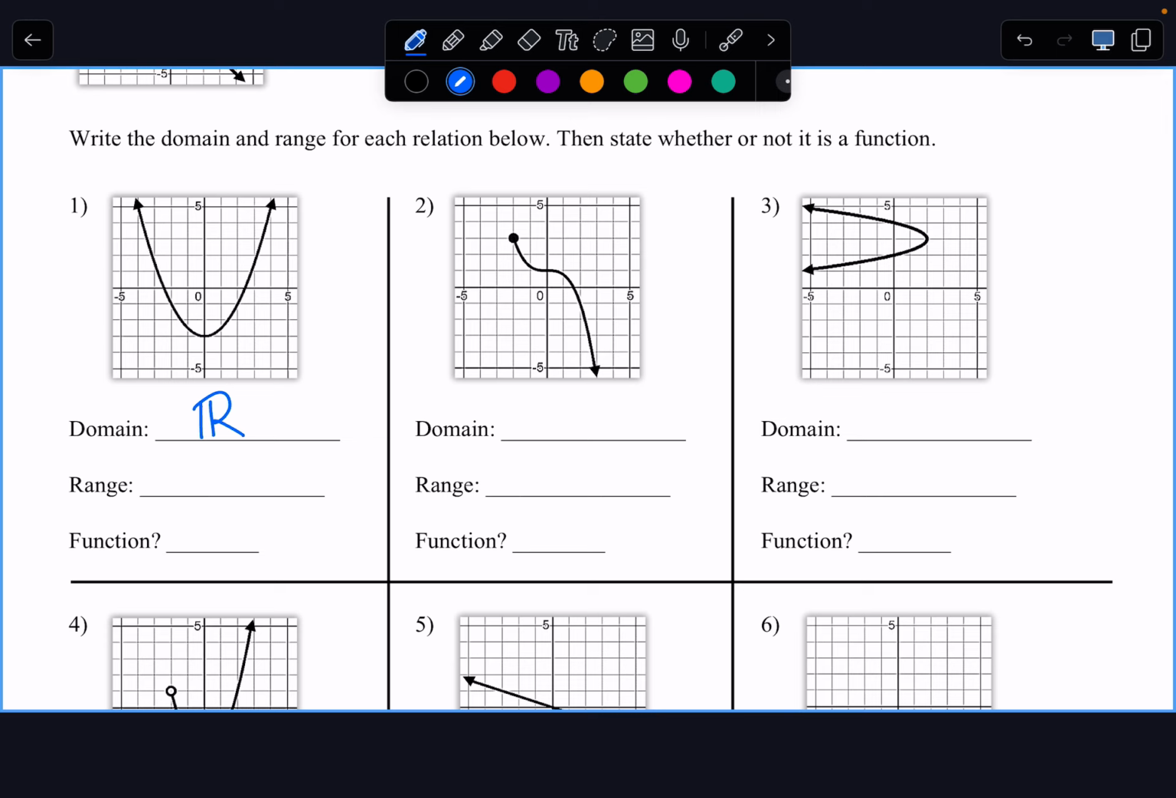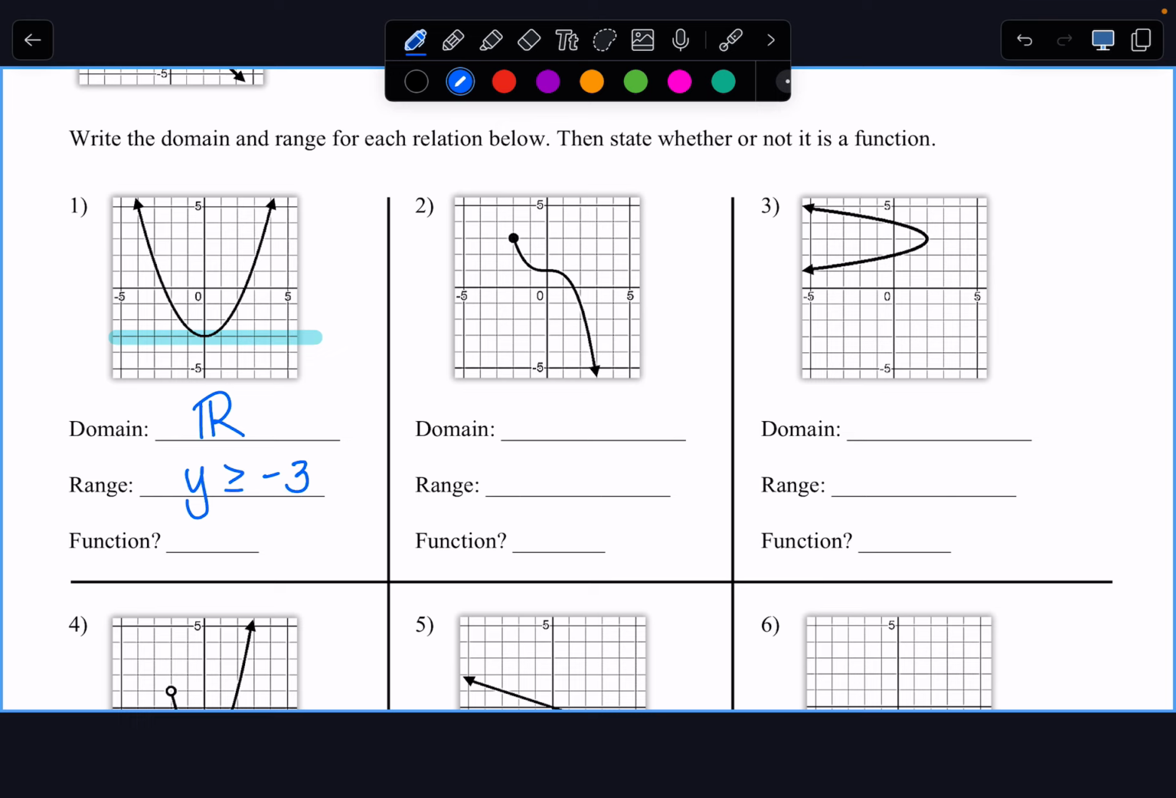But our range is not like that. Our range does have a starting point, doesn't it? Right here we're starting at y is -3, and are we bigger than -3 or smaller? So y is greater than or equal to -3.